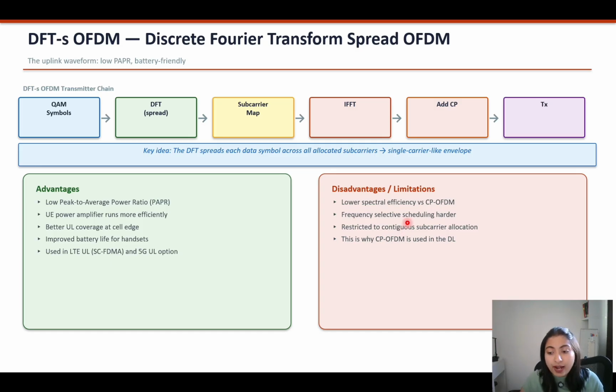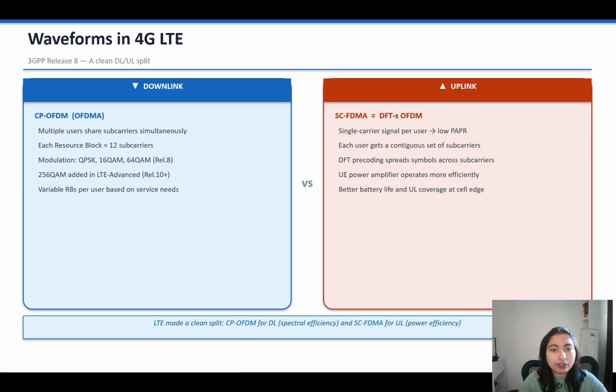This is exactly why LTE made a clear split. There is CP-OFDM for downlink, where spectral efficiency is king, and DFT-s OFDM for uplink, where power efficiency is what matters. So let us put it all together for 4G LTE.